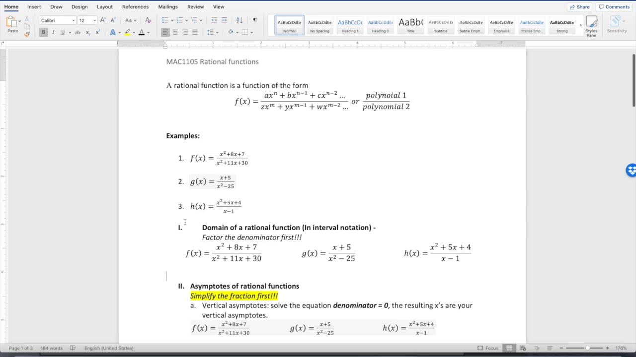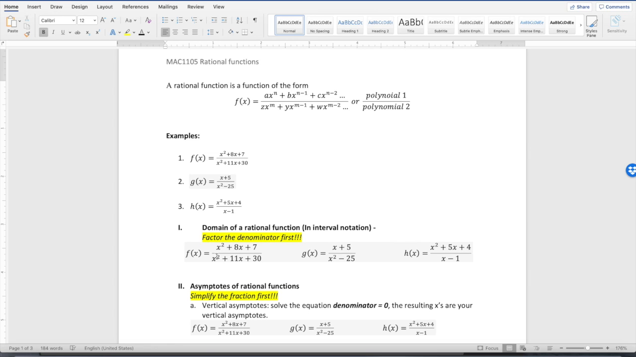So we're going to start by determining the domain of these three rational functions. And right here it says factor the denominator first, and that's precisely what we're going to do. We're going to find a domain, and we'll write it in interval notation for each one of these three fractions. So we're going to first do what we're told, which is factor the denominators. So I'm going to look at the denominators only. Numerators do not participate in finding the domain, only the denominators. So we're going to factor this first trinomial at the bottom.